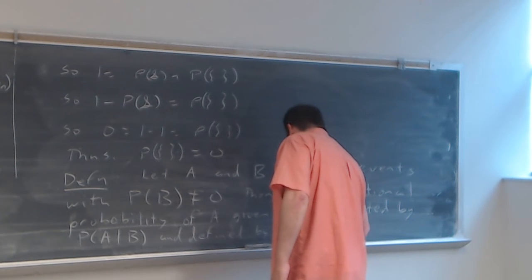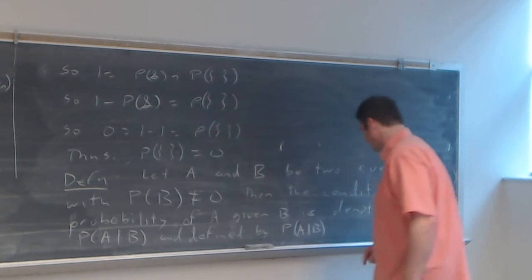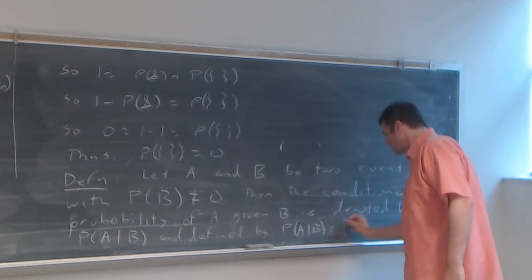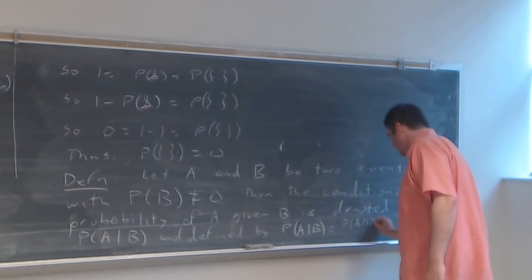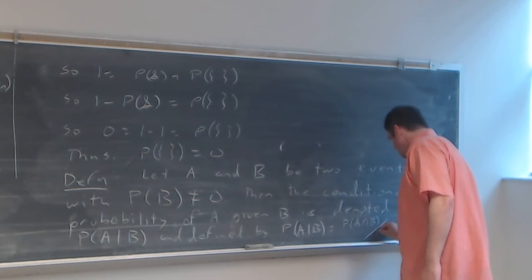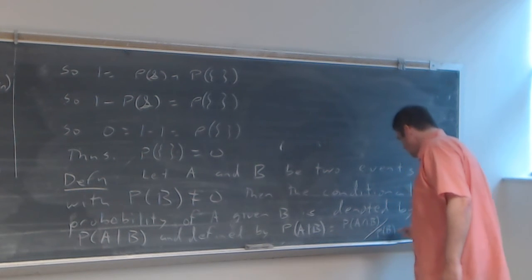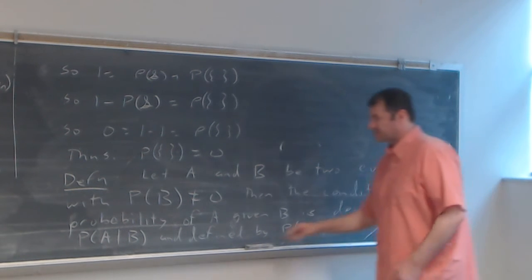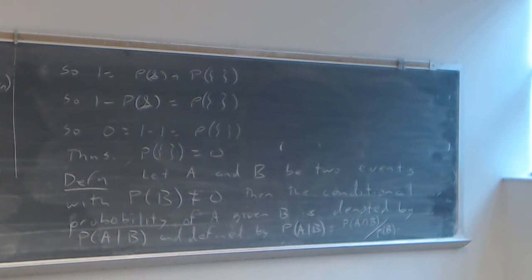probability of A given B, this conditional probability of A given that B happens, is equal to the probability of A intersect B over, so it's divided by the probability of B. So that's why we had to have the probability of B be different than 0, because we're dividing by it. We should look at an example.